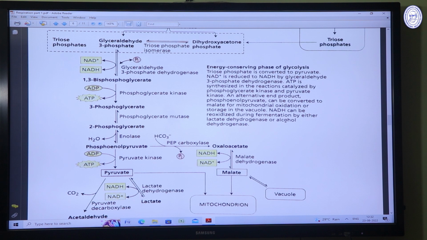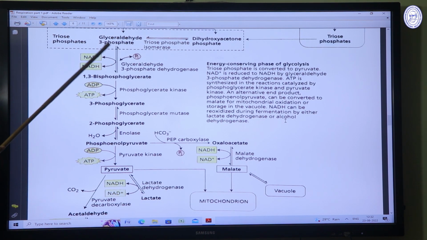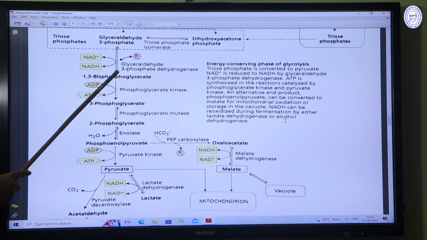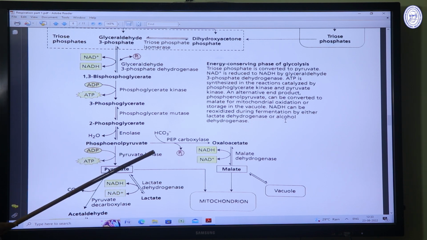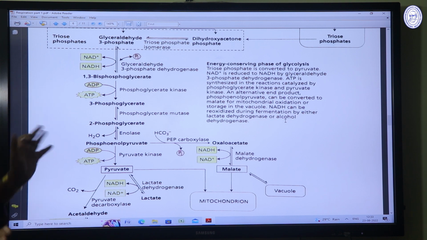In energy conserving phase, look at here, glyceraldehyde 3-phosphate to 1,3-bisphosphoglycerate, this reaction will be carried out by glyceraldehyde 3-phosphate dehydrogenase enzyme, and 1,3-bisphosphoglycerate to 3-phosphoglycerate, this reaction will be carried out by phosphoglycerate kinase, and 3-phosphoglycerate to 2-phosphoglycerate, phosphoglycerate mutase, and from 2-phosphoglycerate to phosphoenol pyruvate, the enzyme is enolase, and from phosphoenol pyruvate to pyruvate, the enzyme is pyruvate kinase. So, these are all the enzymes which are involved in glycolysis process.